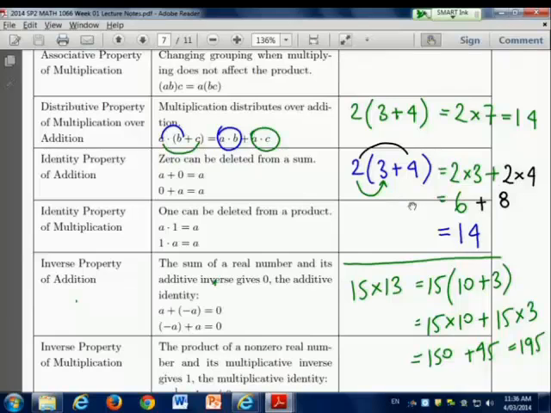Works with subtraction too. We could have written 13 as 15 subtract 2. 15 times 15 is 225, if you know your 15 times tables. And then 15 times 2 is 30, and you can get the same answer. So it works on subtraction.